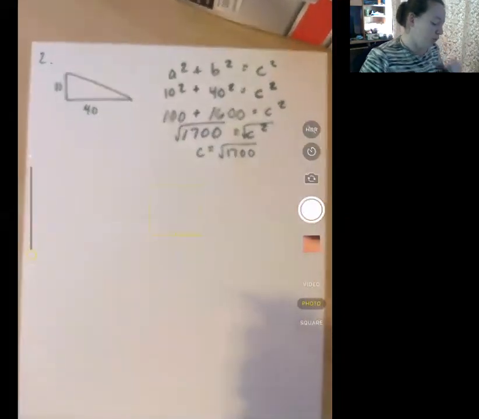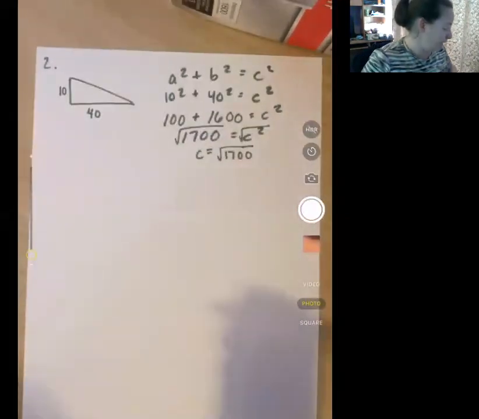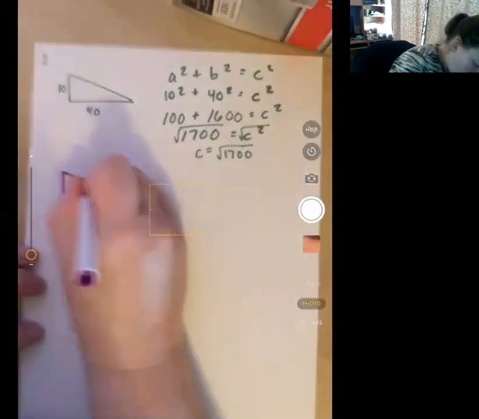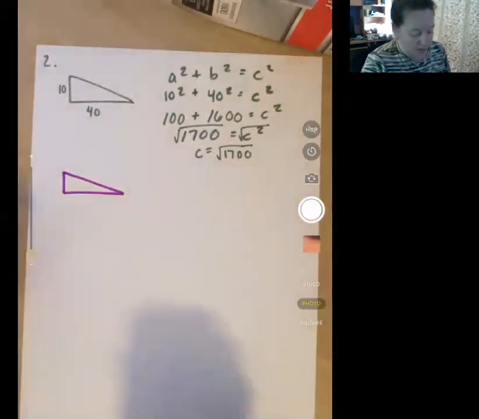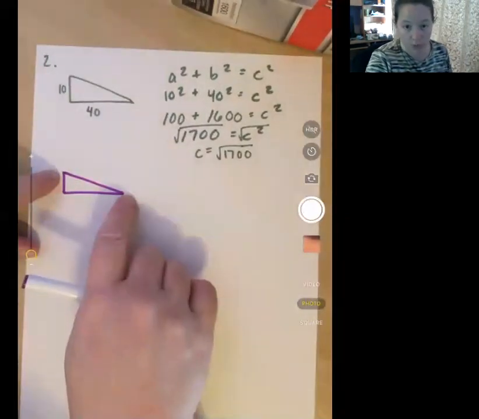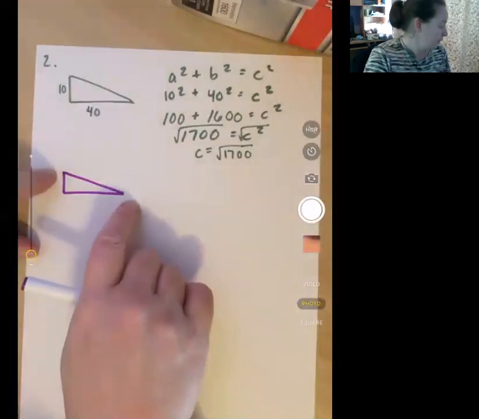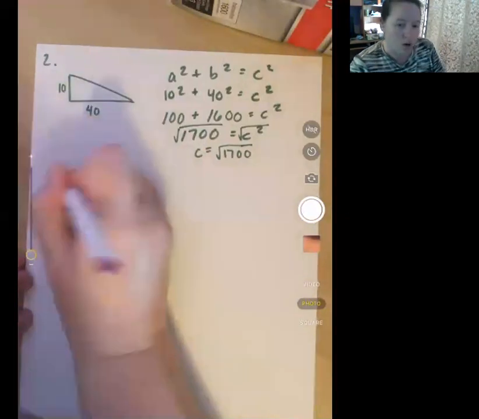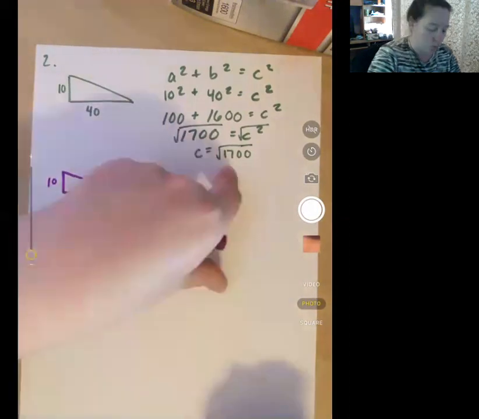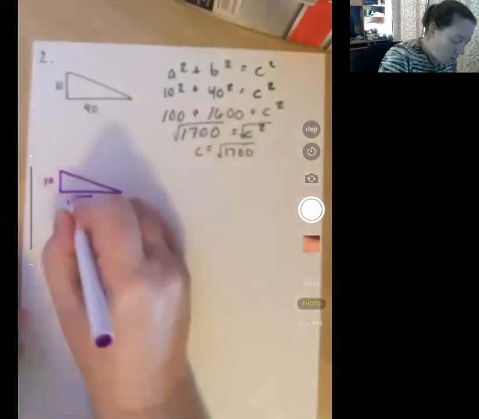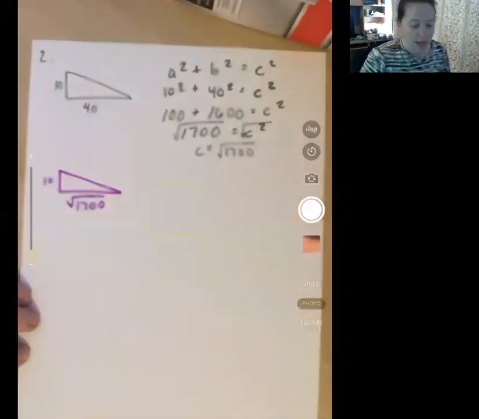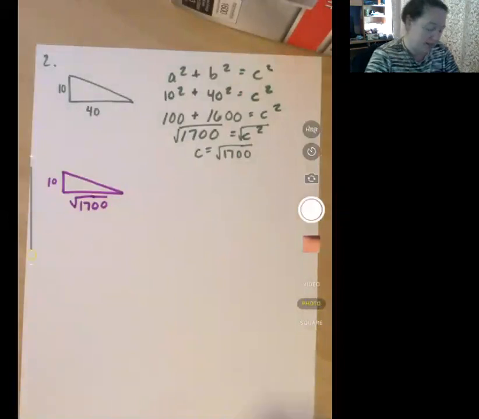Then I am going to come over here and I am going to make my transversal. So this is the one that is going from the top corner down to the bottom corner. Okay, that's what this triangle is showing. It goes up 10 inches, so that's still a 10. It goes across what we already had written down over here. So the square root of 1700. Okay, and we're once again searching for that.